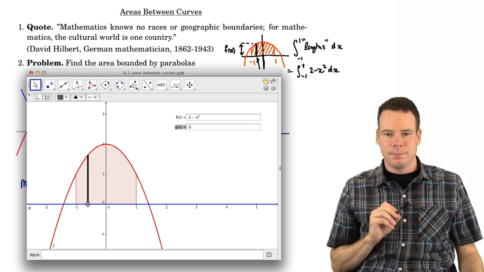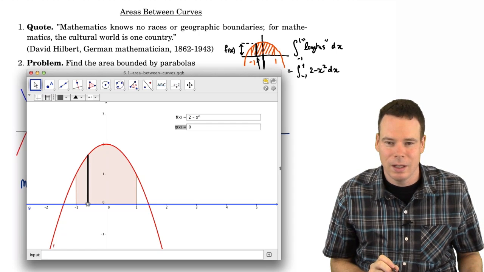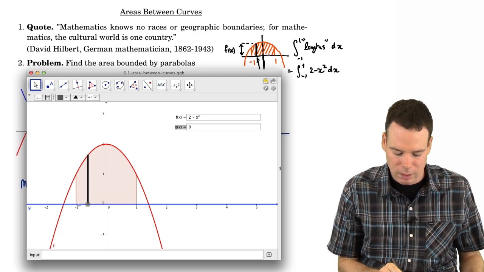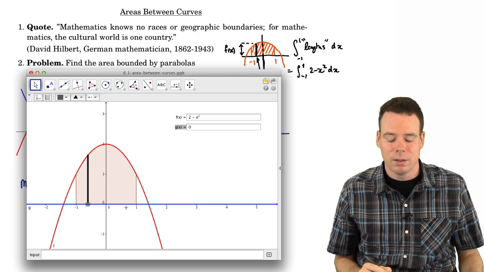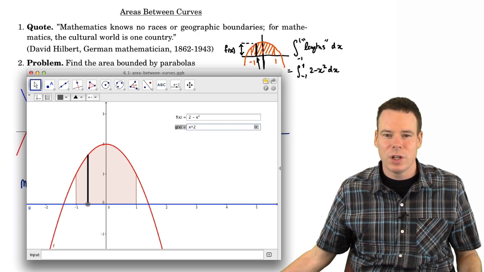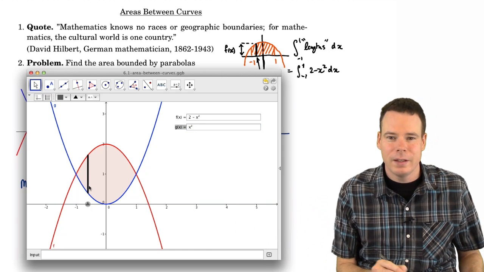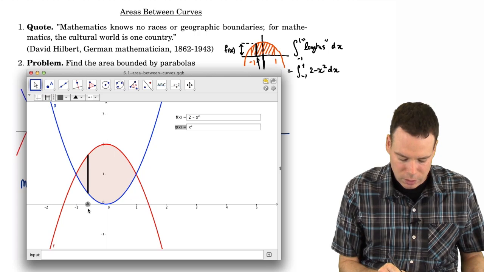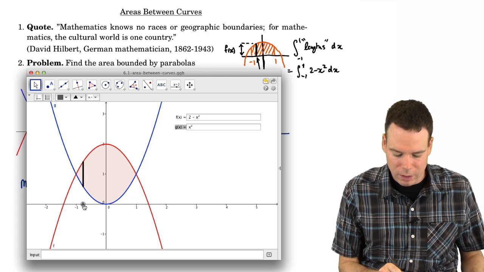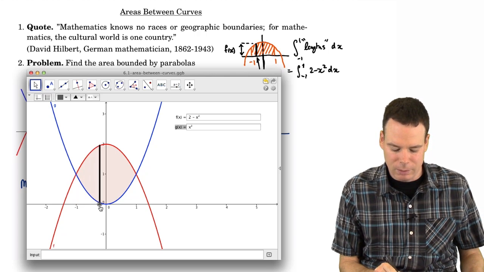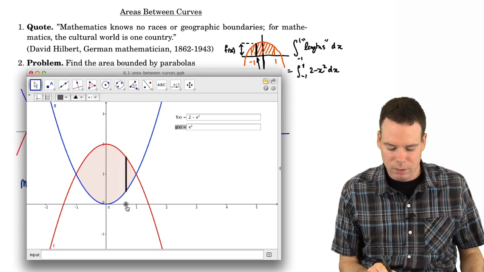So, can we naturally see now how to extend this when the bottom curve isn't straight? What if we change the bottom curve to x squared? Well, the idea is going to be the exact same. What we're going to do is integrate over all of the lengths of the line segments that sweep out the region.